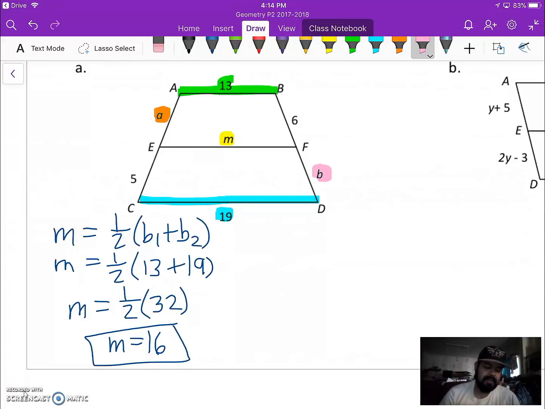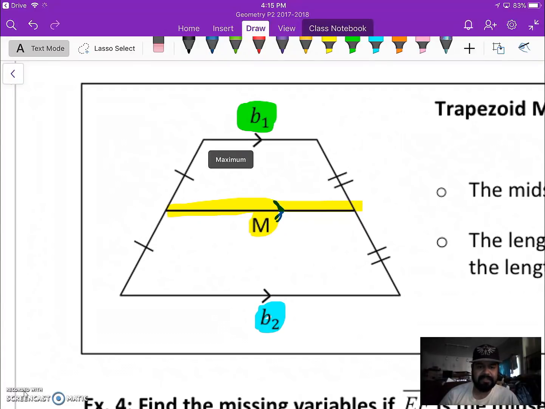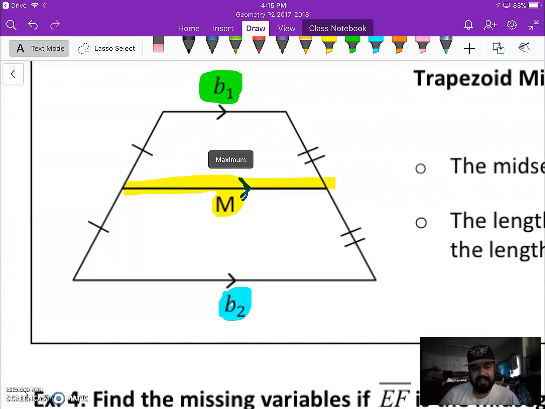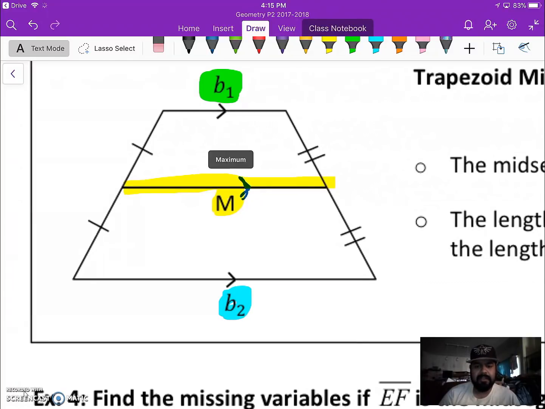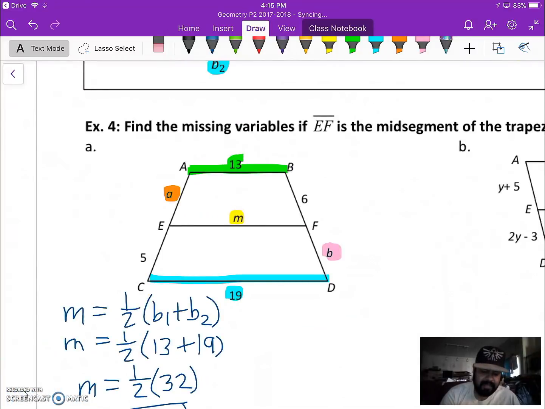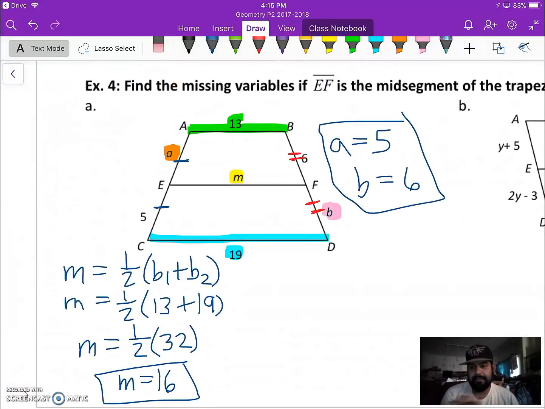Now, if you look back at the diagram above, you'll notice that because it is a mid-segment, the two left sides are congruent to each other, the two smaller pieces, as well as the two right pieces. Now, we cannot say that the left side equals the right side unless it's an isosceles trapezoid. But in my directions, I did not say that they were isosceles. So, the only markings I can make are that this is congruent to this, and this is congruent to this. So, from one of our congruency properties, we know that a is congruent to 5, and b is congruent to 6. And there you have it for the first part of example A.